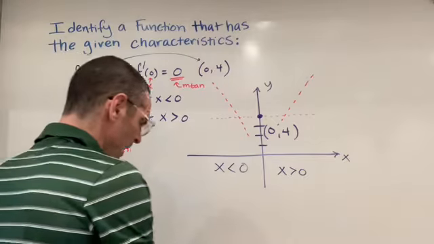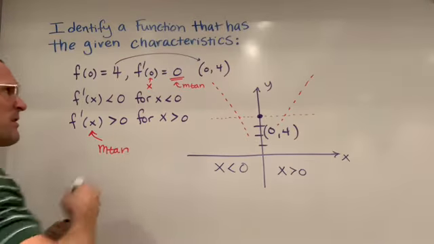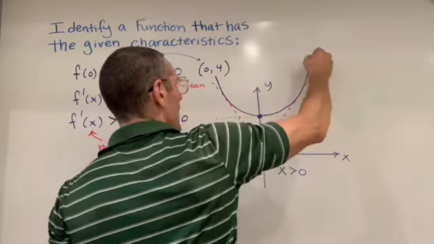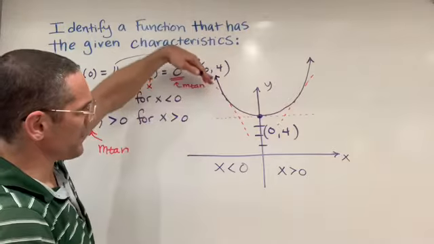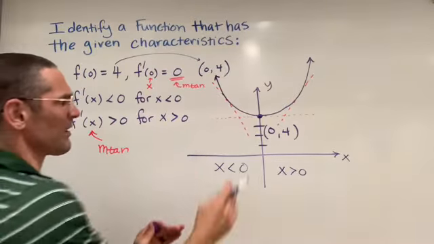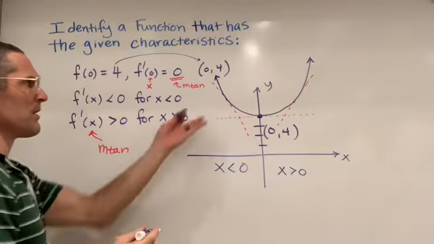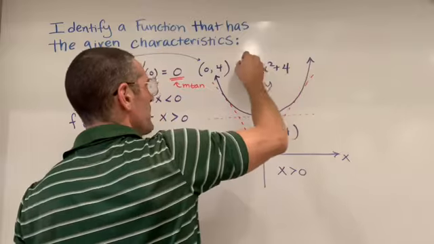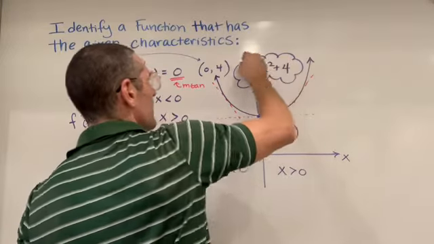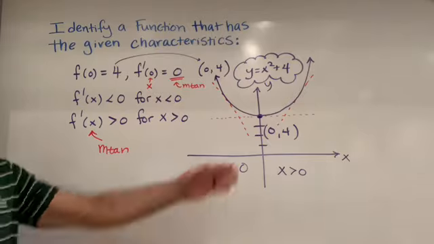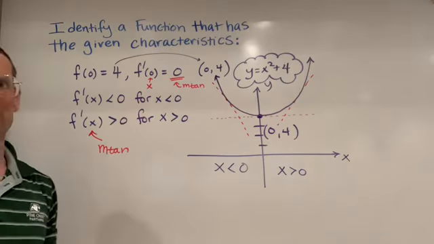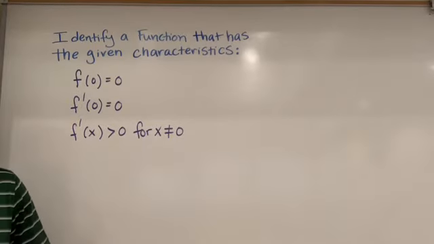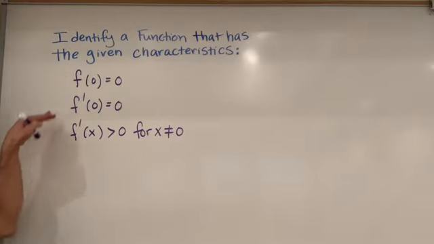So if I'm going to graph a function that's going to meet these criteria, maybe it looks something like this. And we can see that the graph is going with negative tangent lines over here and positive tangent lines over here. So maybe this graph is y equals x squared plus 4. That would be a very reasonable supposition based on this information. And there are other answers too, but this is one decent answer. So we have to find a function that meets all three of these criteria.